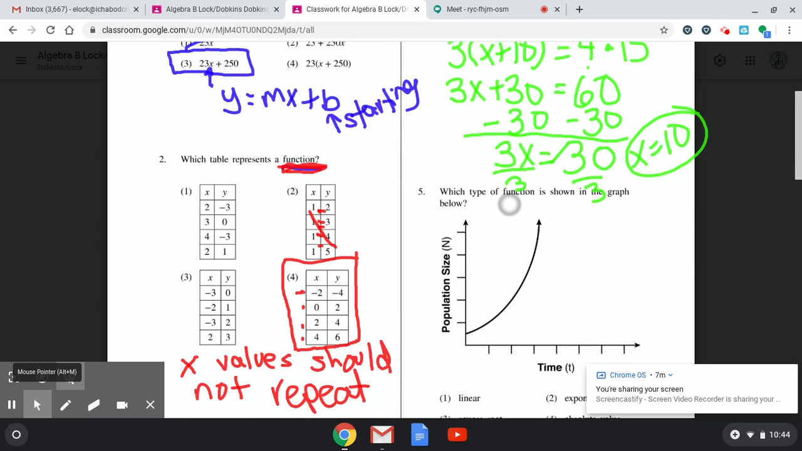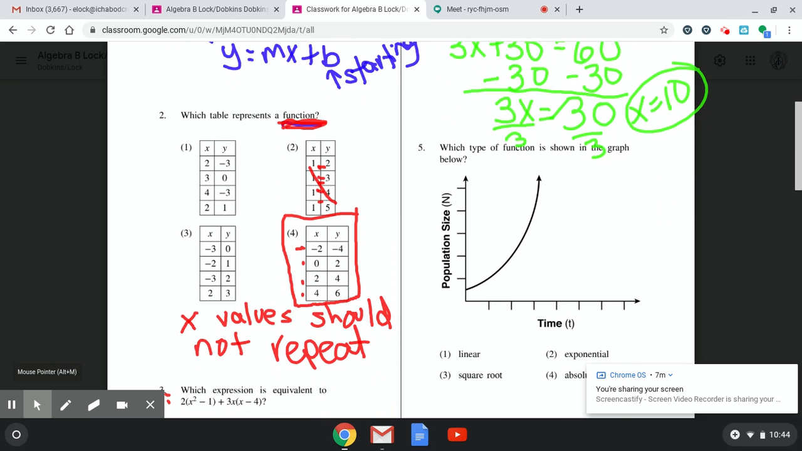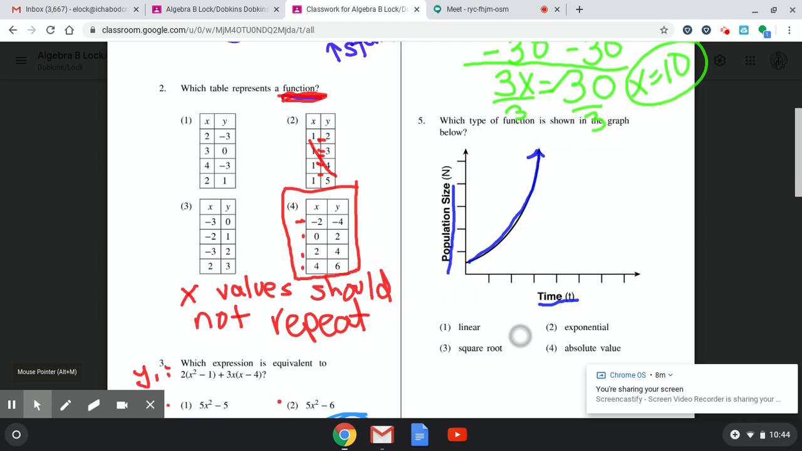Okay. Number 5. Which type of function is shown in the graph below? So here we have the y-axis being population and the x-axis being time. So as time goes on, the population goes up pretty fast. What type of function is that? Choice 1, linear. Choice 2, exponential. Square root or absolute value.